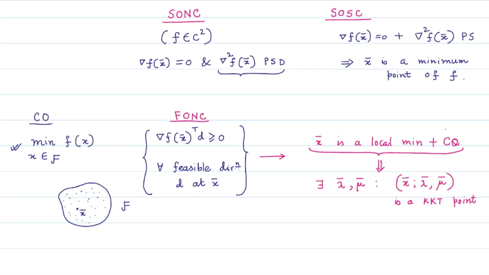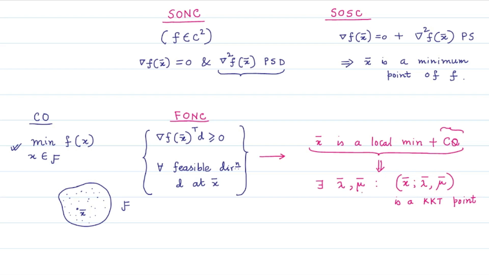But here we also have to assume this crucial assumption that at the point x bar you must have a constraint qualification satisfied. Otherwise, the point x bar might not be a KKT point. We have seen such an example even for a convex optimization problem. If the constraint qualification is not satisfied, even if x bar is a local minimum point, the point x bar might not be a KKT point. We have seen such an example.